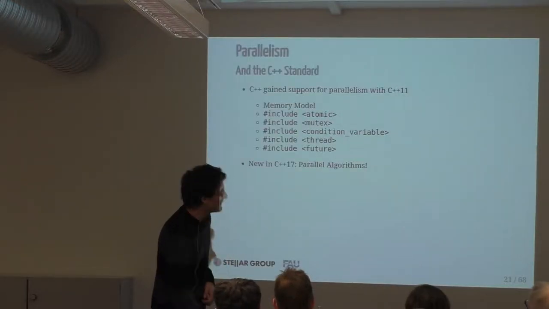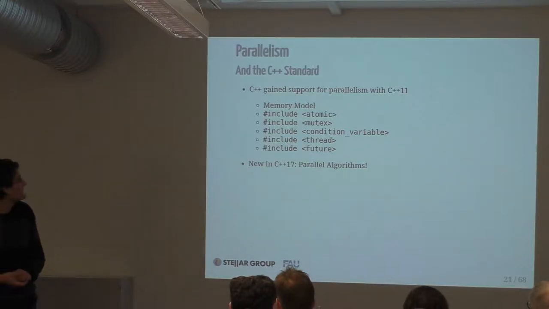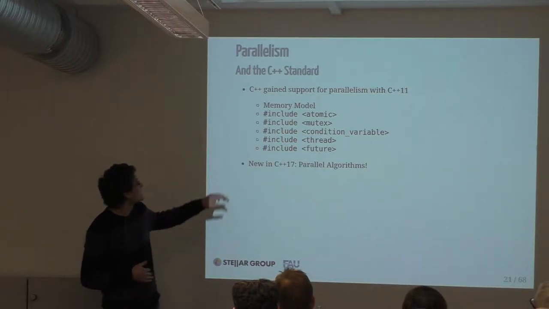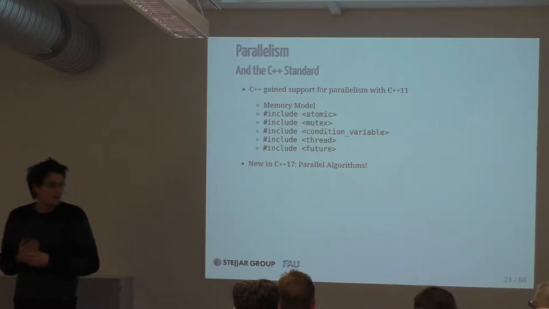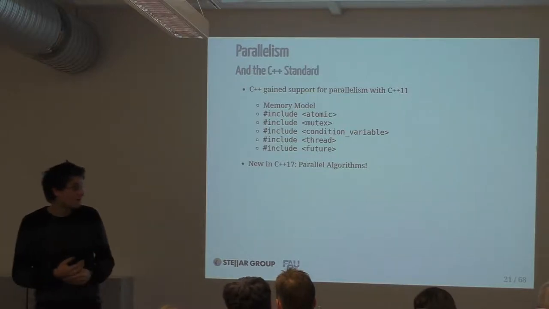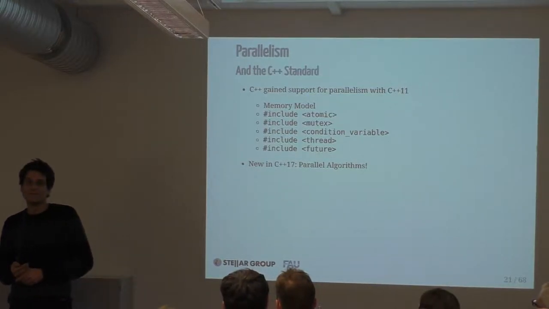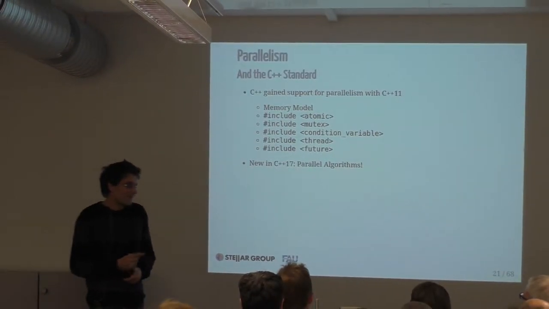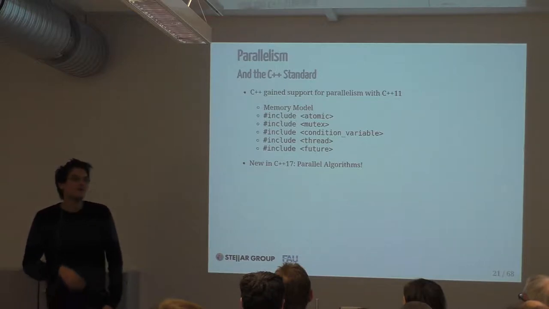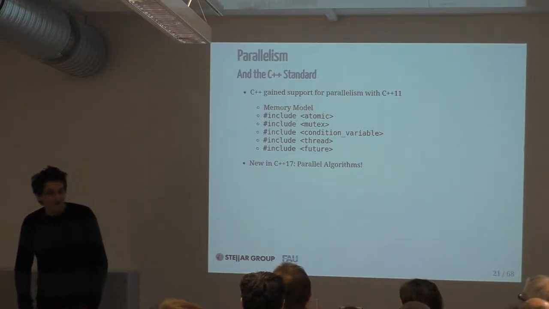So, parallelism and the C++ standard, right? Starting with C++11, it was actually not undefined behavior when you run multiple threads in a C++ program. The biggest thing that was needed for this was the memory model, which defines things like sequencing, happens-before and happens-after, and that a C++ program doesn't have any data races. How many C++ programs are there that don't have any data races?